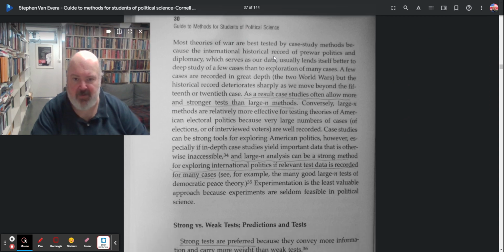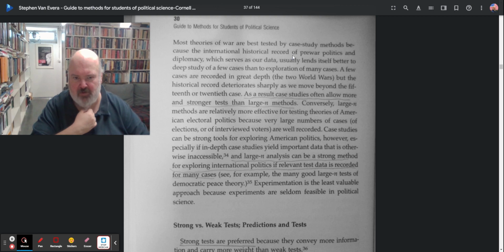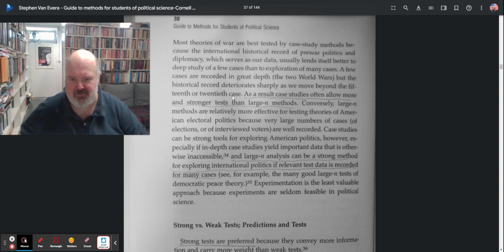Most theories of war are best tested by case study methods because the international historical record of pre-war politics and diplomacy, which serves as our data, usually lends itself better to deep studies of a few cases than to the exploration of many cases. A few cases are detailed in great depth, the two world wars, but the historic record deteriorates sharply as we move beyond the 15th or 20th century.